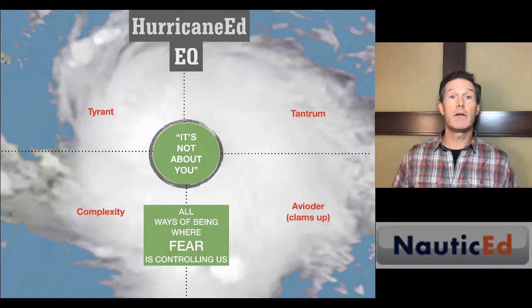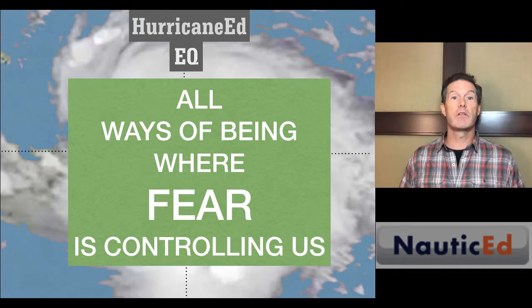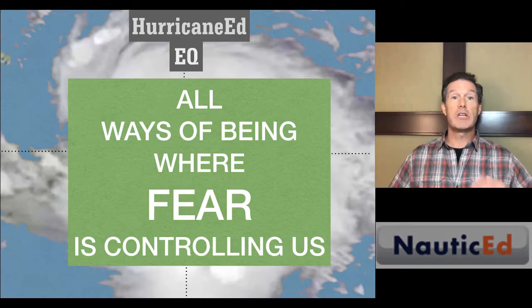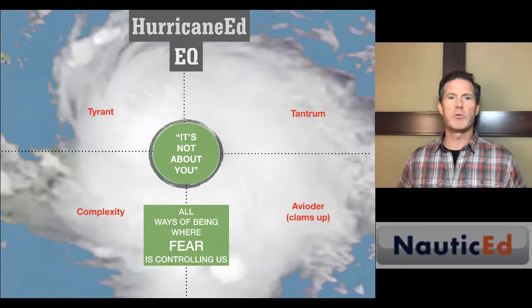So here we are. The tyrant's starting to freak out. Their ways of being where fear is controlling them. All of those, whether it's the controller, the analyzer, the supporter, the promoter, when they get into their response to you or to others that's irrational, disproportionate, or unreasonable, how are you going to get them back to a nice mellow sail, right?